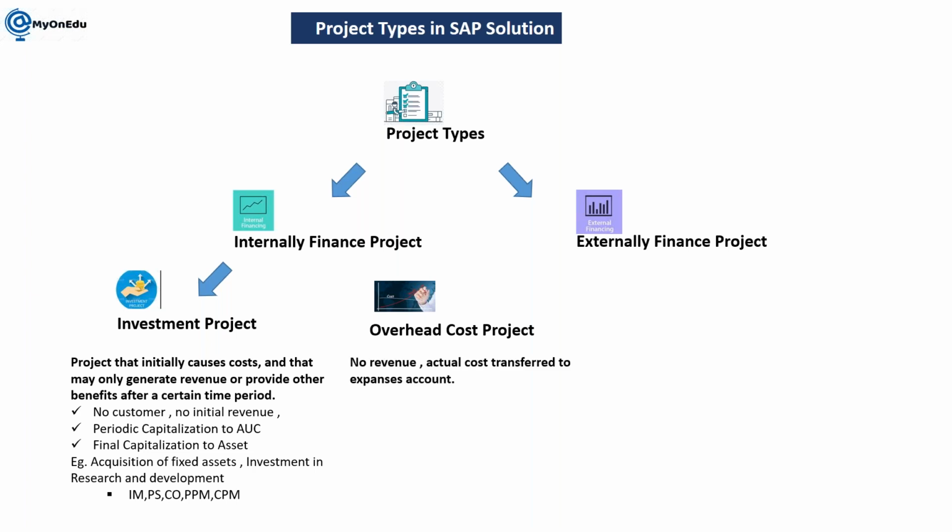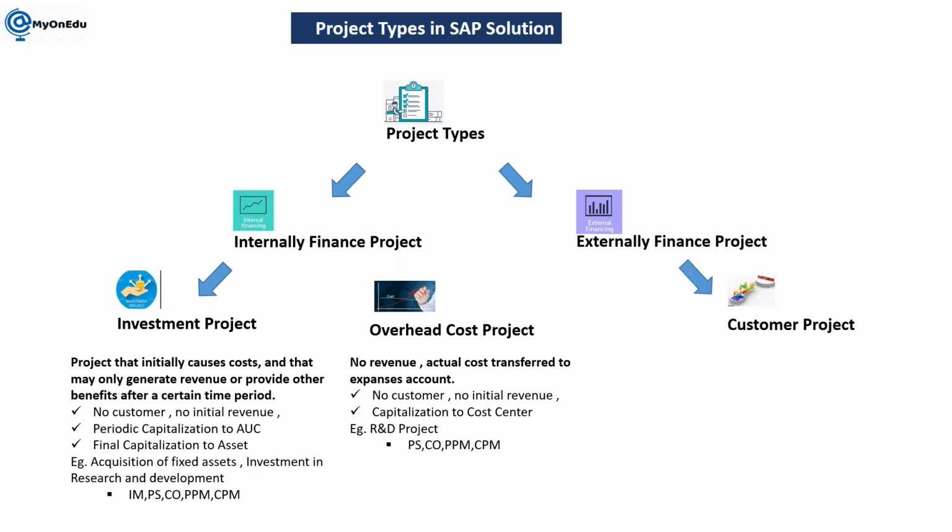Similarly, overhead cost projects have no revenue; actual costs transfer to your expense account, cost center. The example here is R&D projects. You can manage them in PS, CO, PPM, and CPM. Here PPM stands for portfolio project management and CPM is commercial project management.